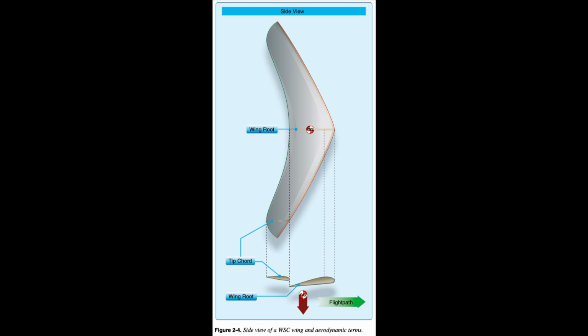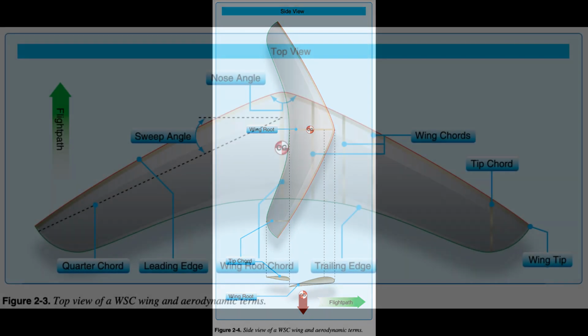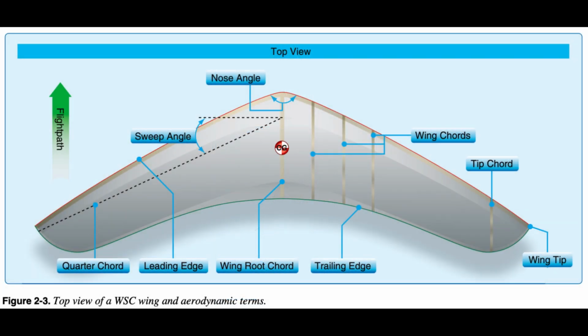The nose angle is the angle made by the leading edges, typically ranging from 120 degrees to 130 degrees. Sweep is the angle measured between the quarter chord line of 25% chords, and a line perpendicular to the root chord. Figure 2.3.